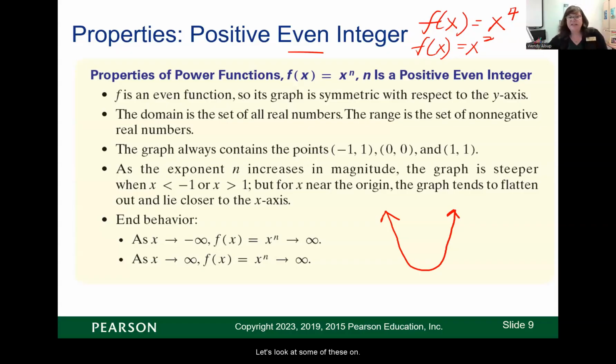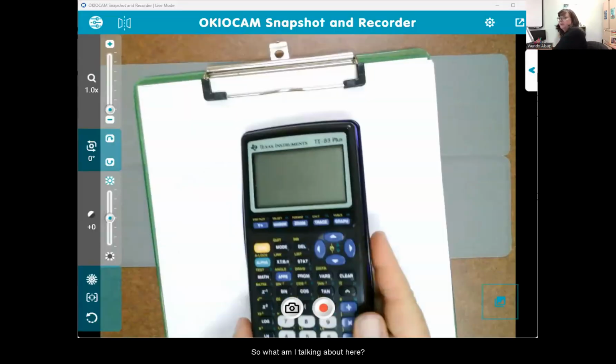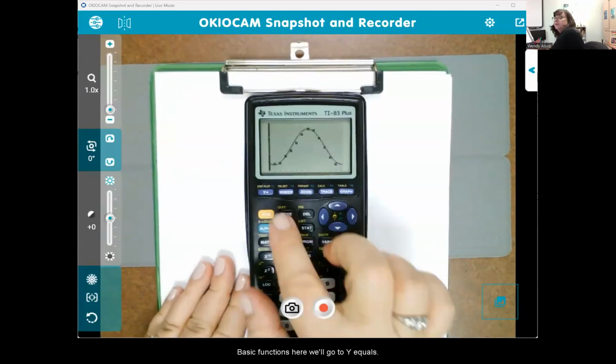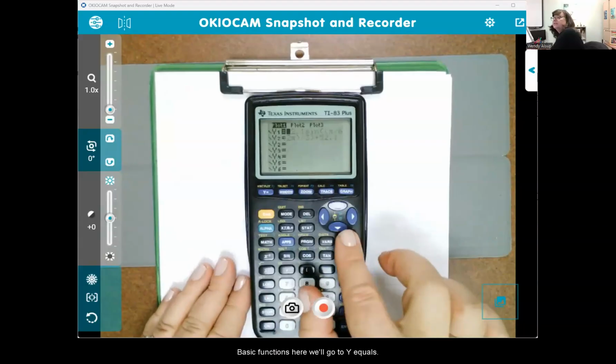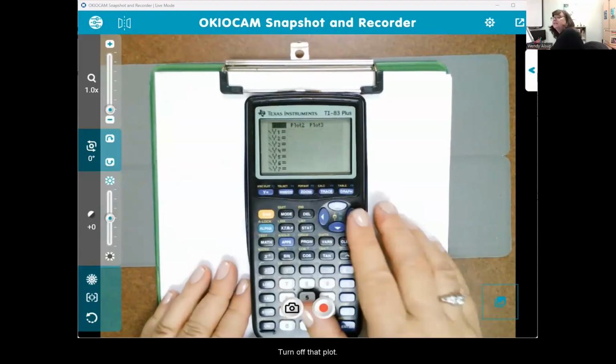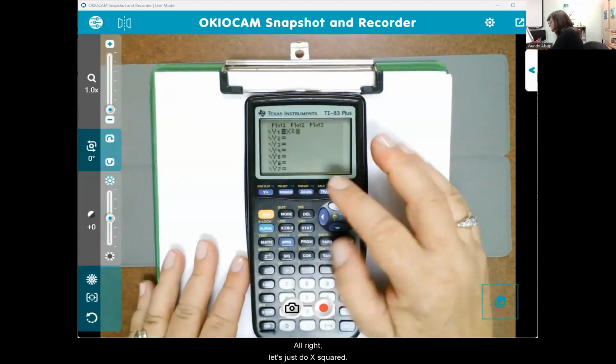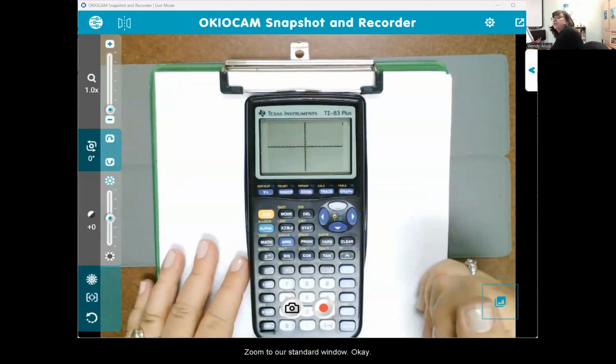Let me stop sharing this. Let's go to some of these on our graphing calculator, just so you can see it. So what am I talking about here? Basic functions. Here we'll go to y equals, clear all this guy off, turn off that plot. All right, let's just do x squared. Zoom to our standard window.